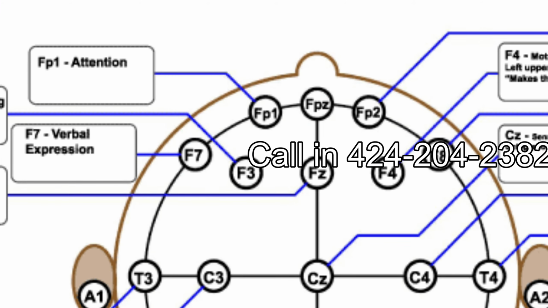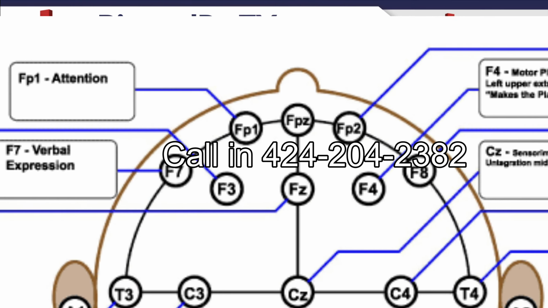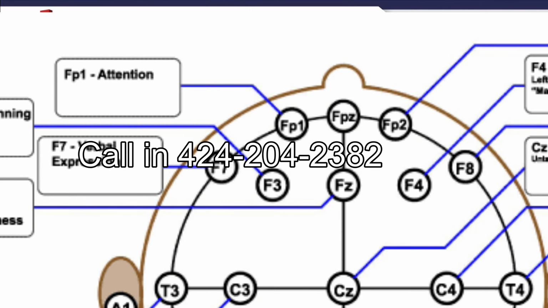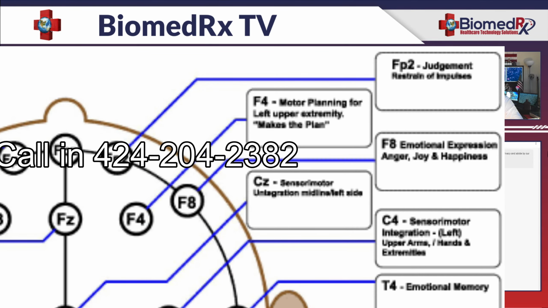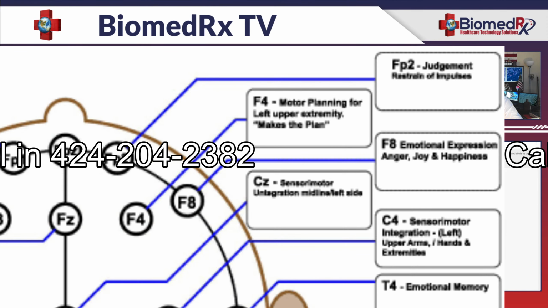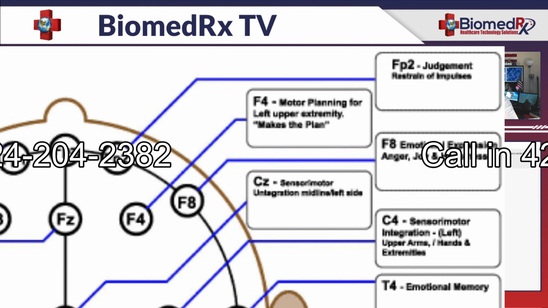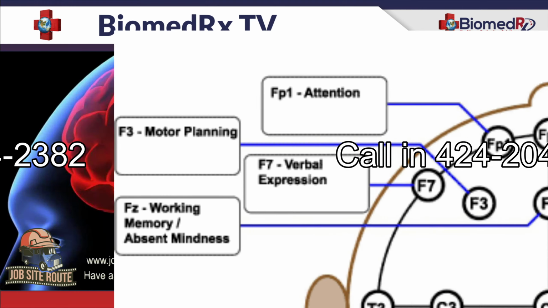if you want to train in the frontal lobe, FP1, FP2, the frontal lobe, right? That's the person's nose right there in the middle, that bump at the top. All right. FP1 for attention, FP2 for judgment, right? Restraint of impulses, that's F1 and F2.